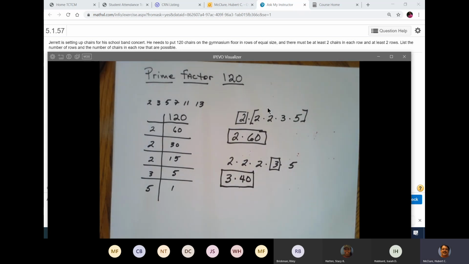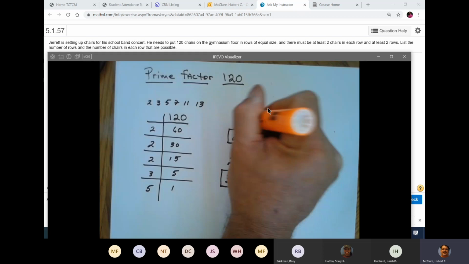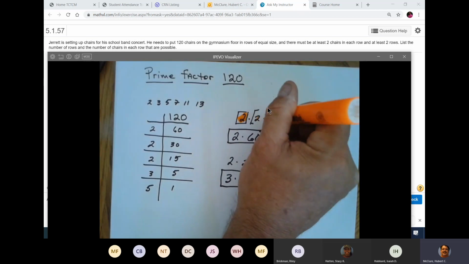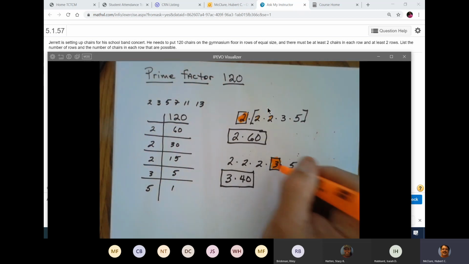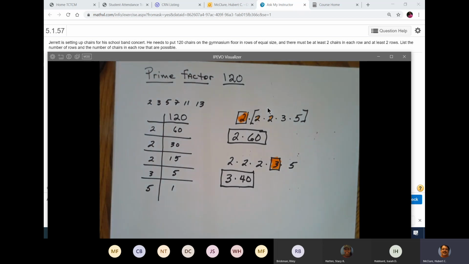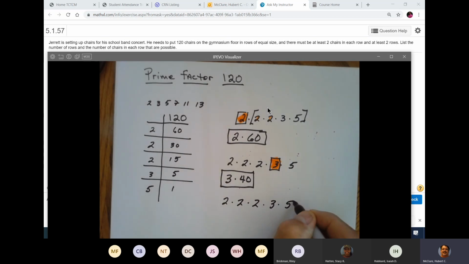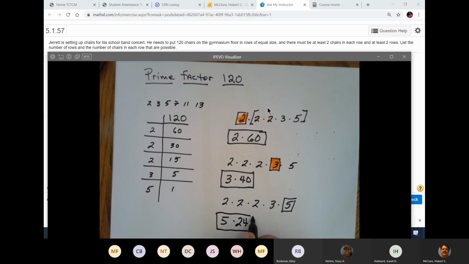Okay, so I'm going to take my highlighter out because y'all know I like to write in highlighter. So here we use the 2, which basically covers that 2 and that 2 also. Here we covered a 3. So the only number left that's prime is 5. So 2 times 2 times 2 times 3 times 5. And what's that 5 going to be multiplied by? 24? And that takes care of the 5.